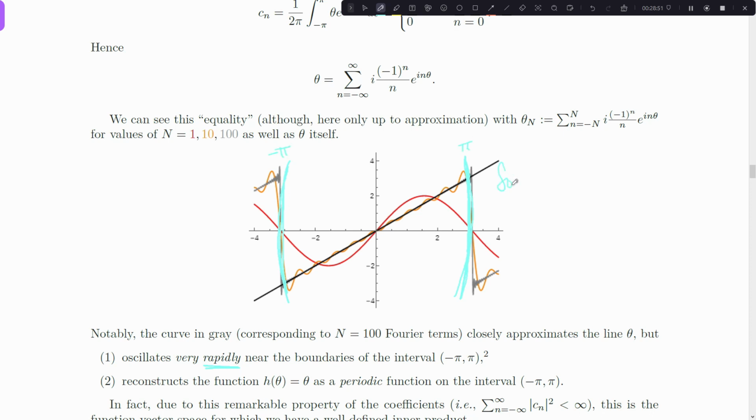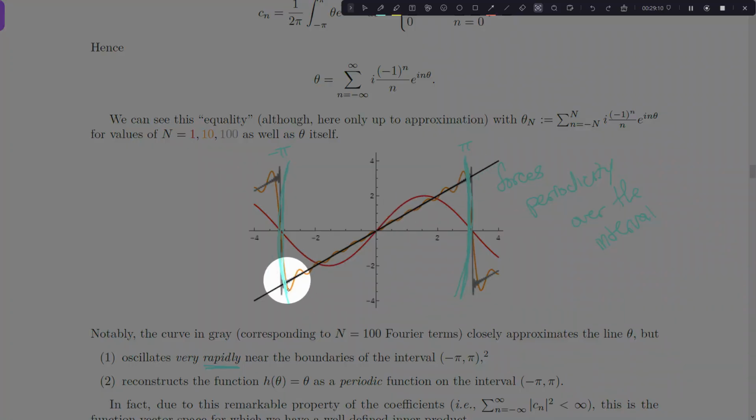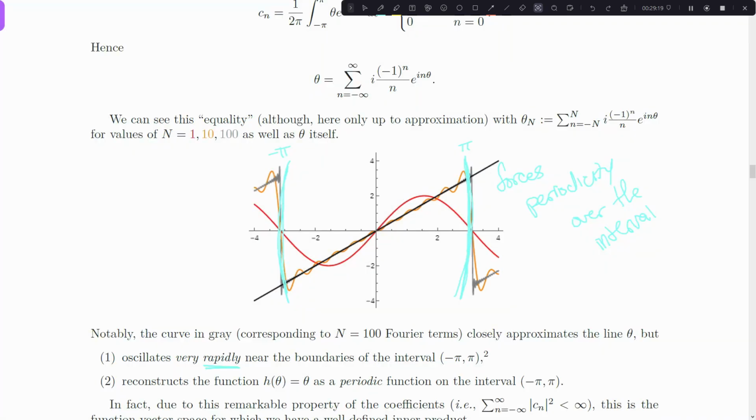And then it forces periodicity over the interval, which means if I extend the domain to larger and smaller values, I get periodic behavior. The behavior of my series right here perfectly matches the behavior of my series right there. So that's something to keep in mind about Fourier series: you can put non-periodic functions into them, but the reconstruction is necessarily periodic.